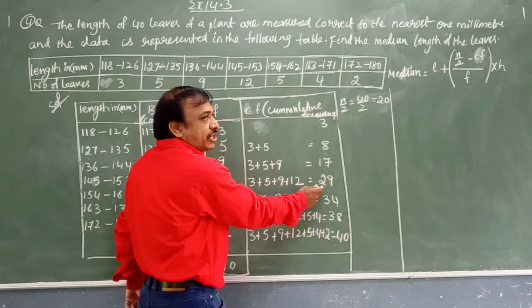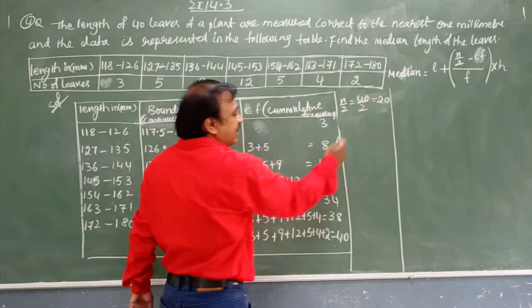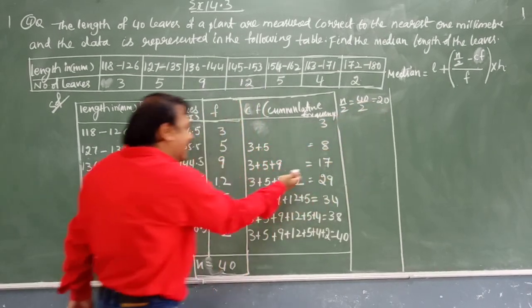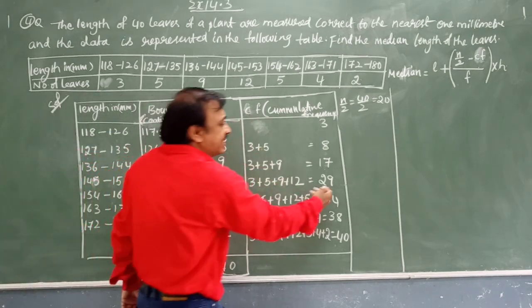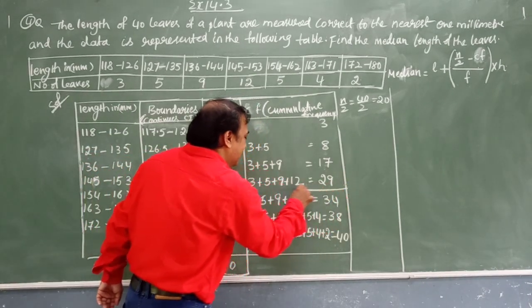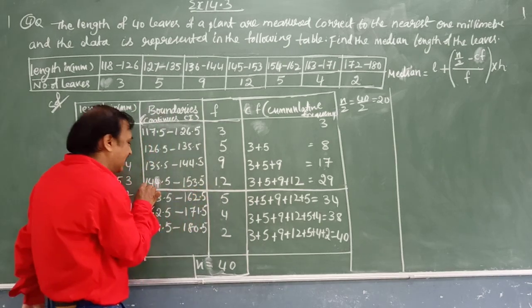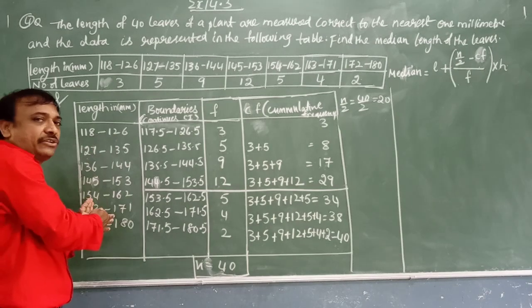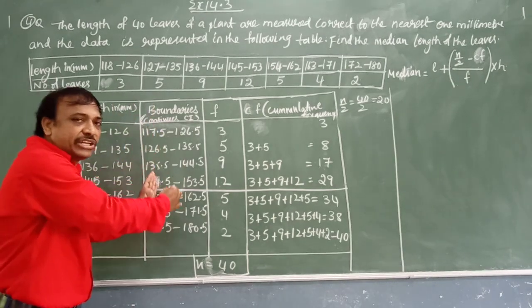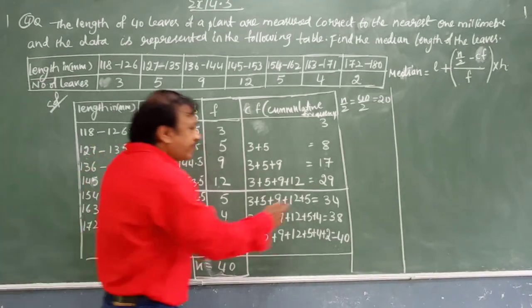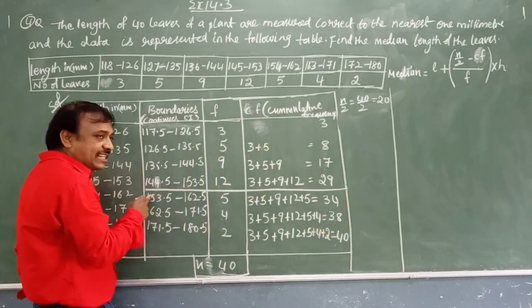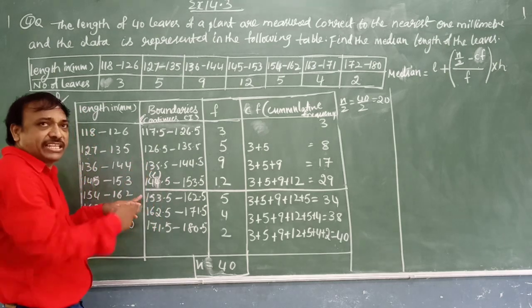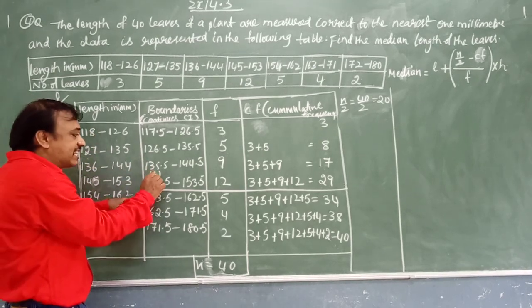After 17 we got 29. This is 20, and 17 is a smaller number, so there is no chance that 20 lies in that class interval. So the next is 29. Underline this part completely. We don't have any work with the discontinuous data, because we converted it to continuous class intervals. After underlining the median class interval, where we have the lower limit, this is the L value. Observe it. What is the value of L?